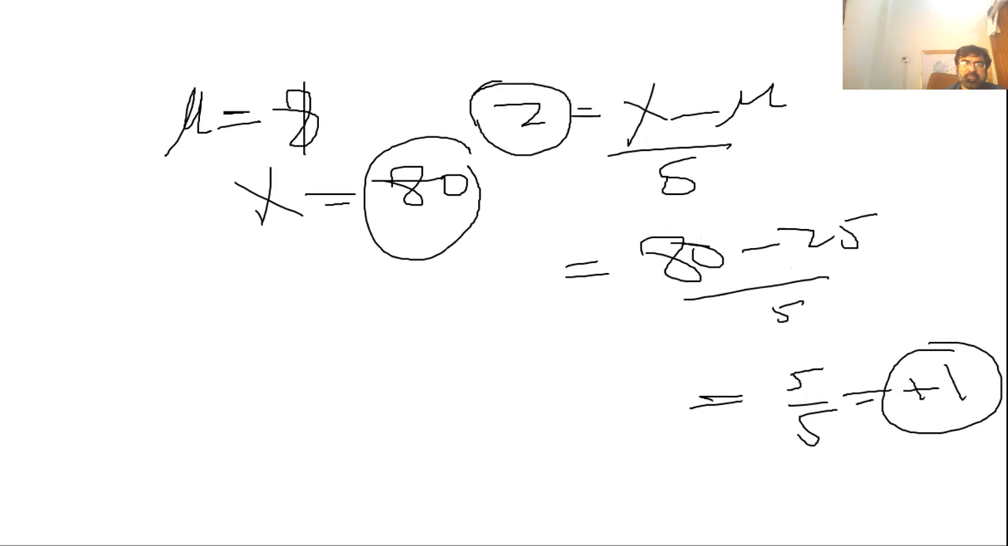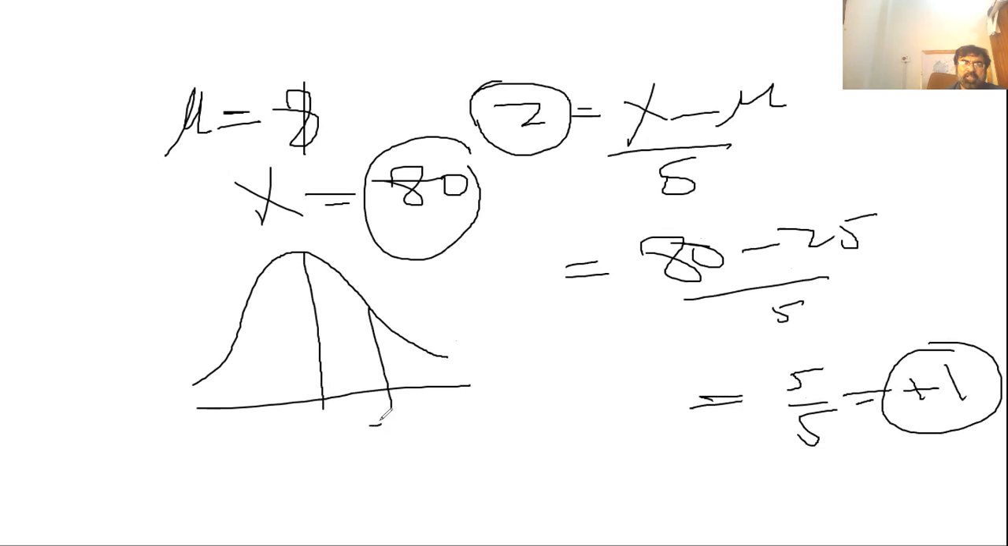Now the person who has got 80 marks, his z-score is plus 1. So find the percentage of those students who have got 80 and below marks. For this, we have to look up this z value in the table, the area for this z value. So let's do it.